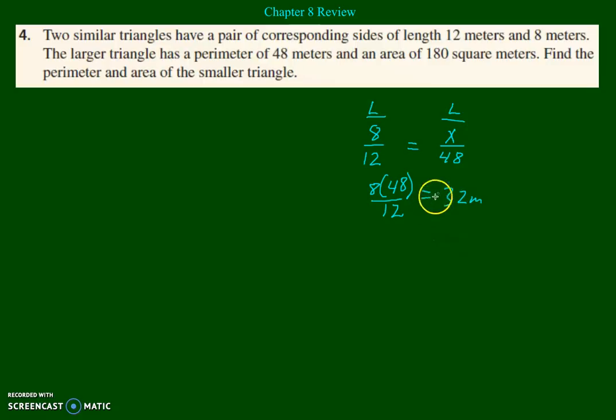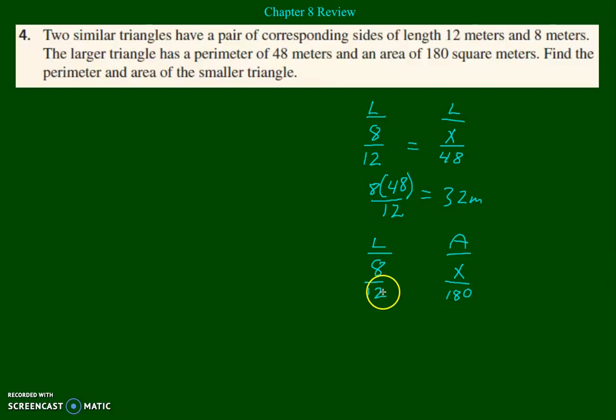Now let's look at area. In this case, we still have a side length that we're going to start with. So we have length measures, and that's going to be 8 to 12 again. But then we have area. And the area of the larger one is going to be 180 square meters. And this, again, is going to be our variable, our x for our area.